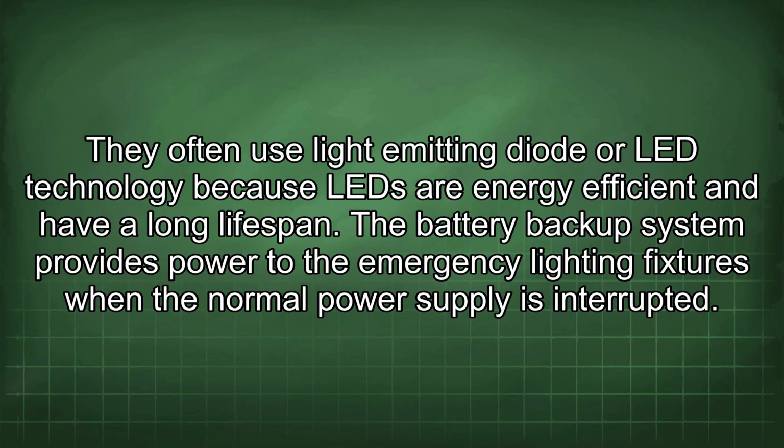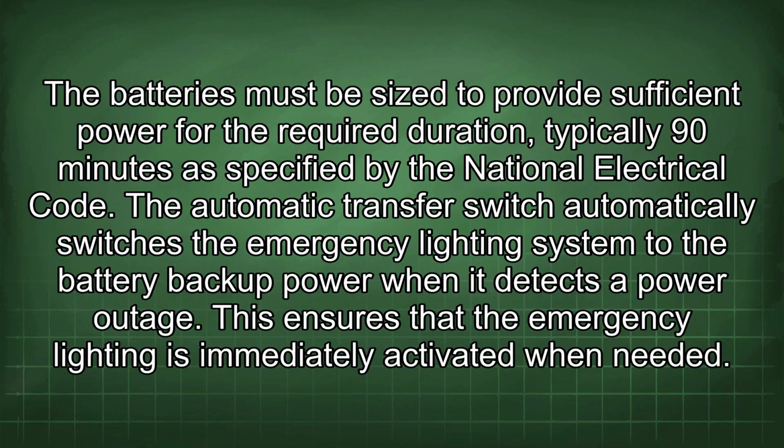The battery backup system provides power to the emergency lighting fixtures when the normal power supply is interrupted. The batteries must be sized to provide sufficient power for the required duration, typically 90 minutes as specified by the National Electrical Code. The automatic transfer switch automatically switches the emergency lighting system to the battery backup power when it detects a power outage. This ensures that the emergency lighting is immediately activated when needed.